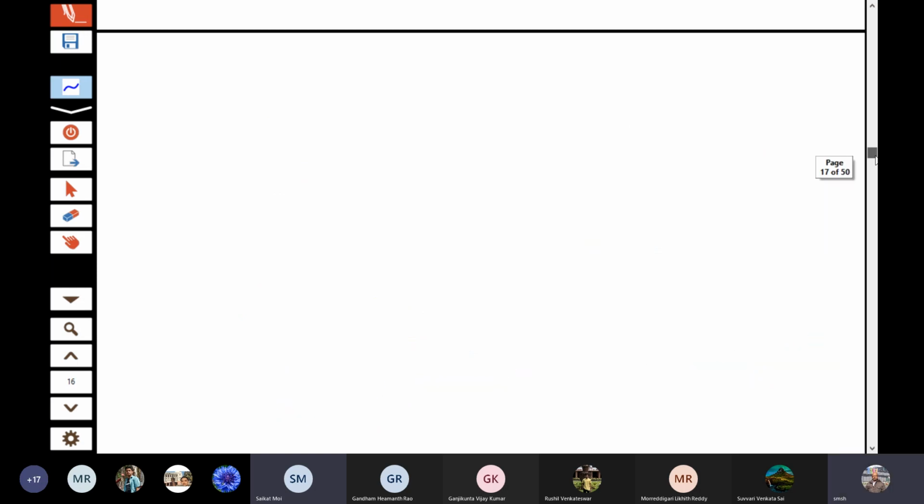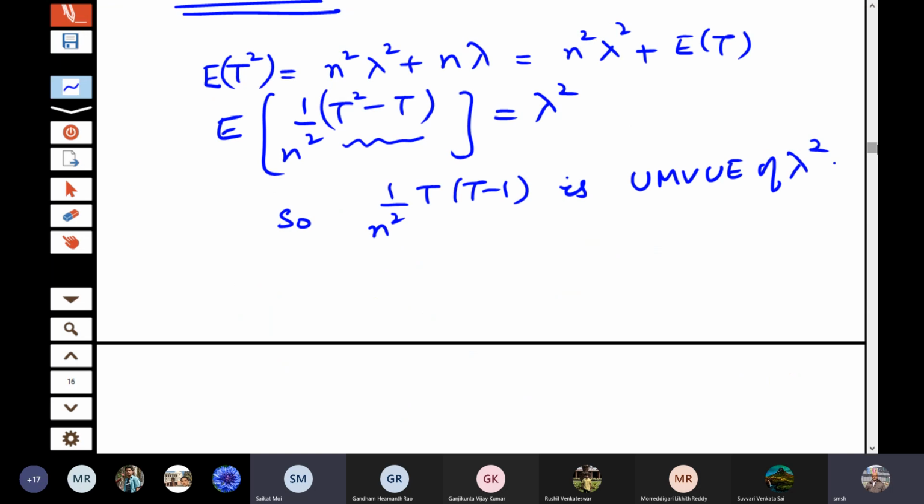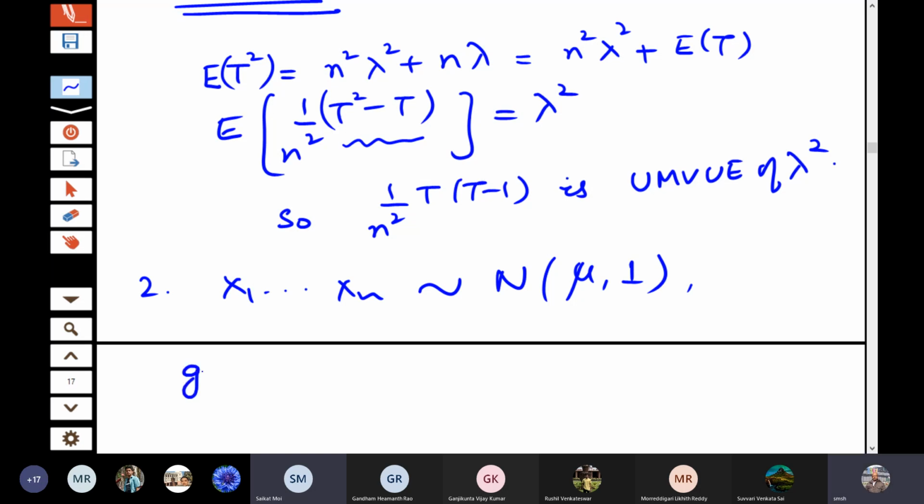Okay, so let us move to another problem. Suppose I take x1, x2, xn following normal mu 1. And I am considering the function g mu is equal to mu square. So please answer this question also.